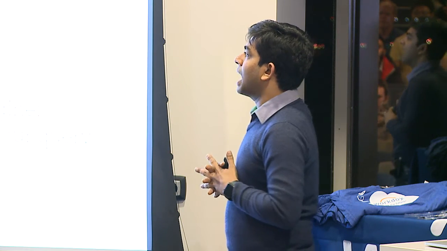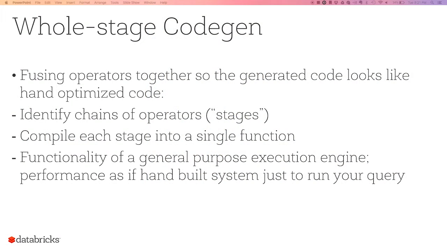So just to recap, the key idea of whole-stage code generation is to fuse together operators so that the generated code looks pretty much like hand-optimized code, or things that you would write if you were implementing your query. The key idea here is that we first identify chains of these operators which can be fused together, and then we compile each of these stages into a single function. So this entire for loop with counts and if statement would have been compiled into a single function.